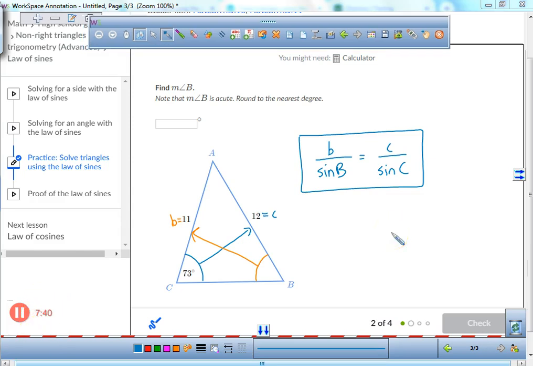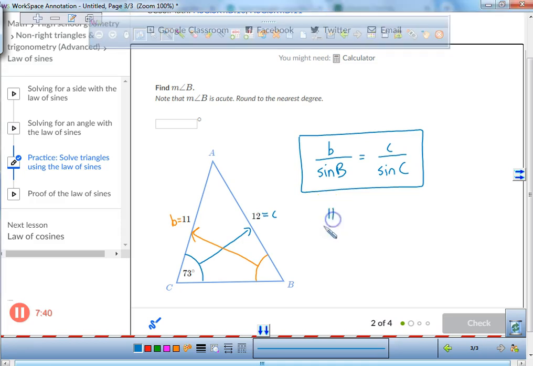All right, so guys, what am I going to put for lowercase b? What length is lowercase b? And all the kids who aren't paying attention say 11. Good job. All right. And I'm going to put the sine of capital B equals lowercase c, which is 12, over the sine of 73 degrees.